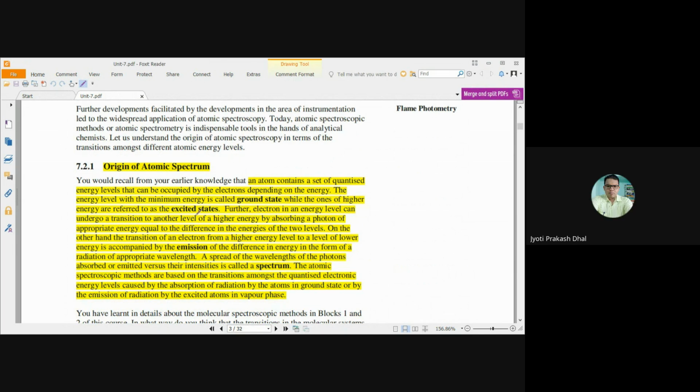Yes. So this one is the origin of atomic spectrum. First, we will discuss the origin of atomic spectrum, because we know that an atom contains a set of quantized energy levels. In an atom, the electrons are present in the various quantized energy levels, and the energy level with minimum energy is called the ground state, while the higher energy levels are referred to as excited states.